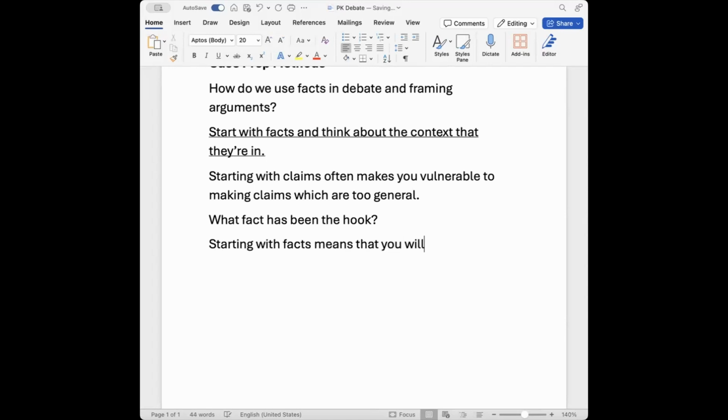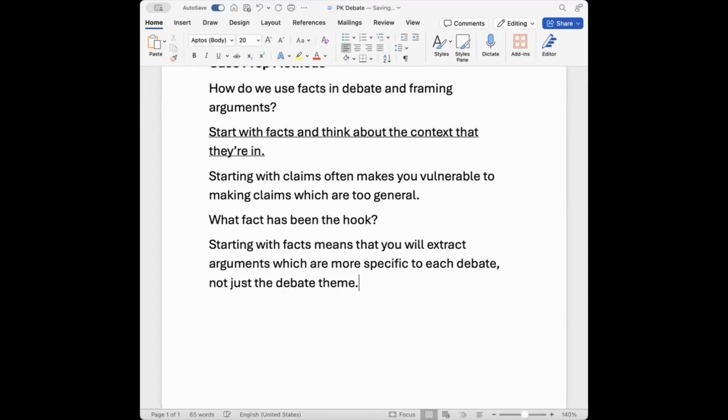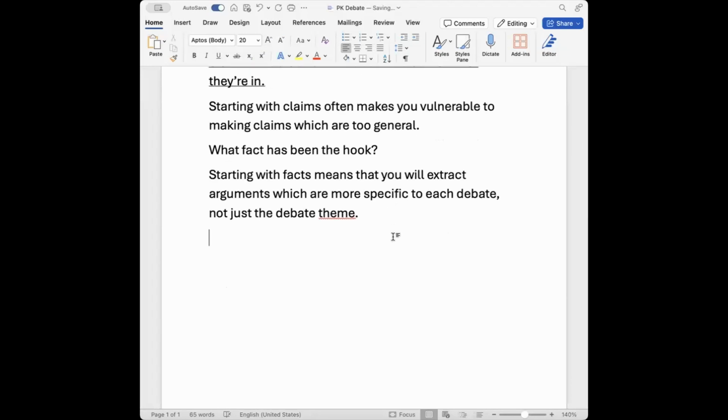means that you will extract arguments which are more specific to each debate, not just the debate theme. So if there's a debate about social welfare in Pakistan, let's say, starting with claims about why social welfare is good or bad is just going to mean that you will lose most debates. But if you start with, do I know any facts about social welfare in Pakistan? And then rely on that fact to think of arguments, you just end up making claims which are much more specific, much more grounded, much harder to rebut, much more interesting for the judge to listen to.